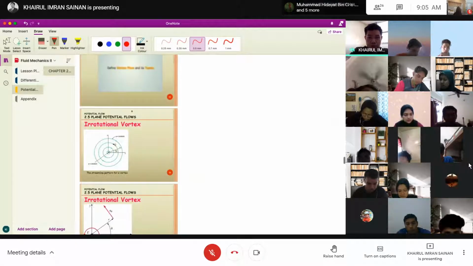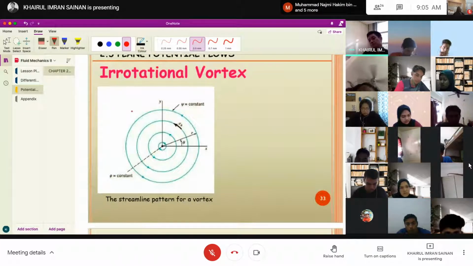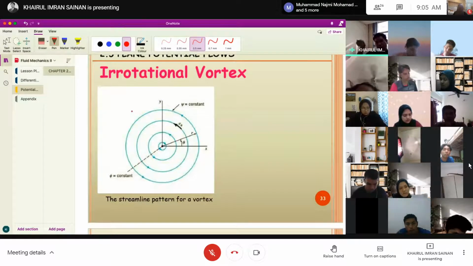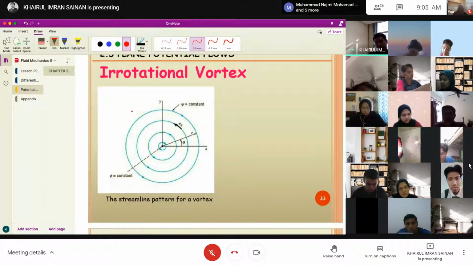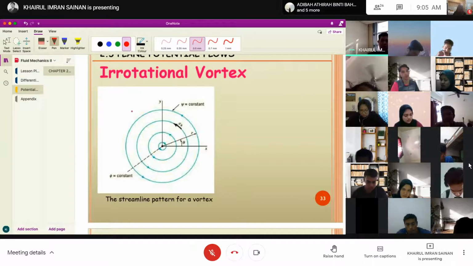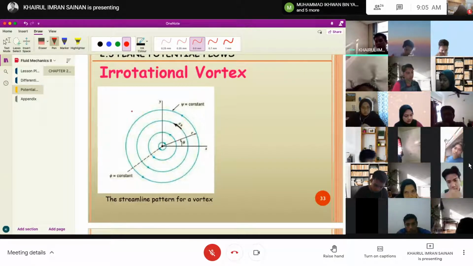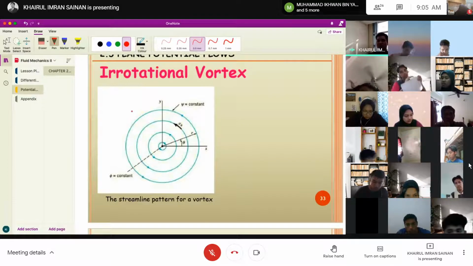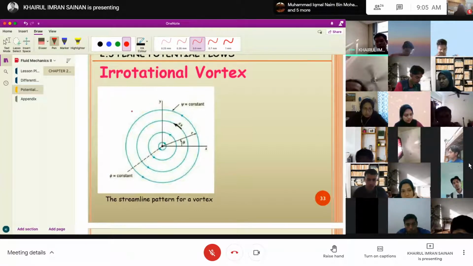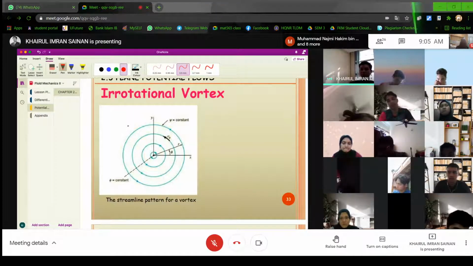Okay, next we go to irrotational vortex. So what kind of flow is this? Basically you have a vortex and we assume counterclockwise as the positive direction. So if we have a clockwise problem, since we engineers assume counterclockwise as positive, if it is clockwise, we can negative. That's it. So in general, we assume vortex counterclockwise as the positive.